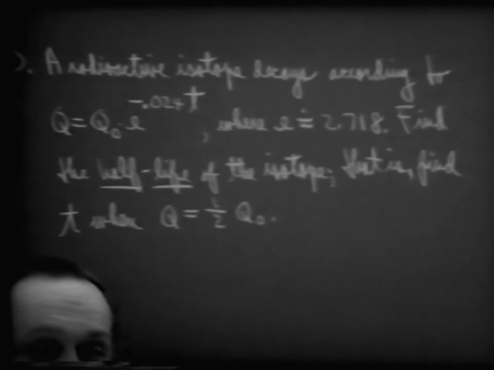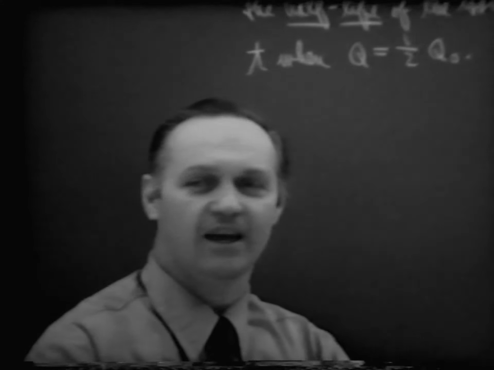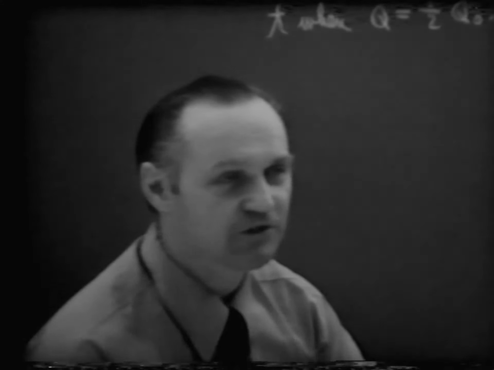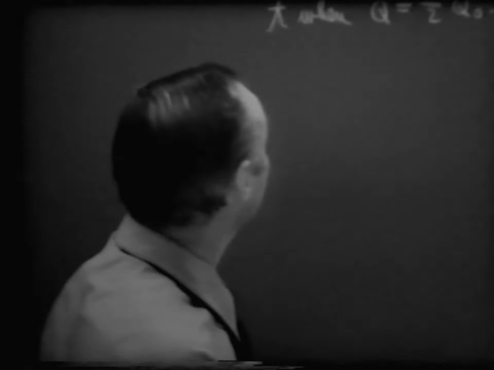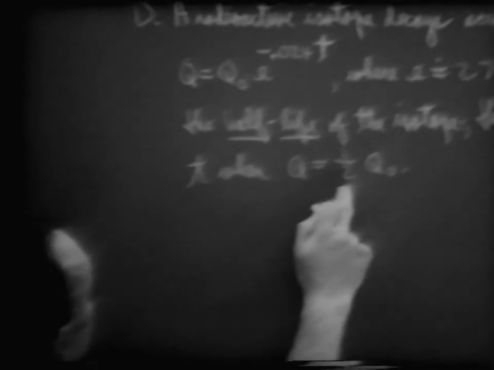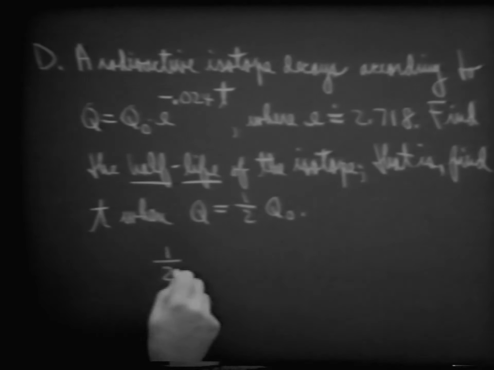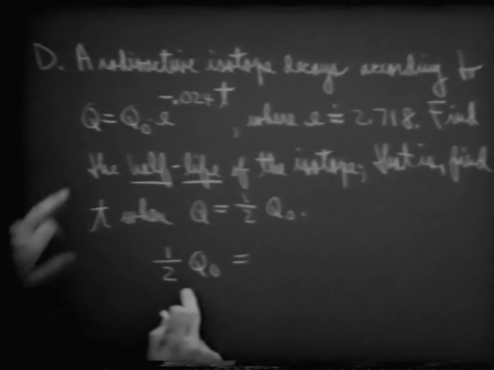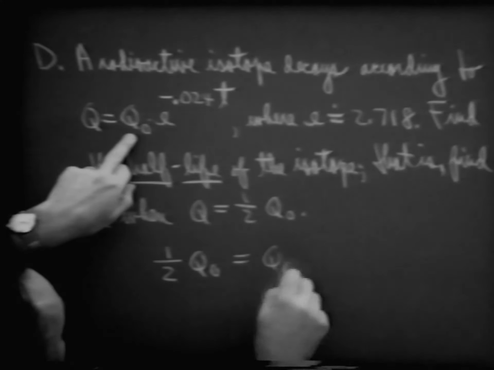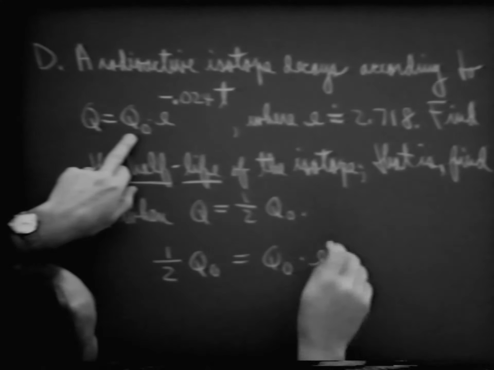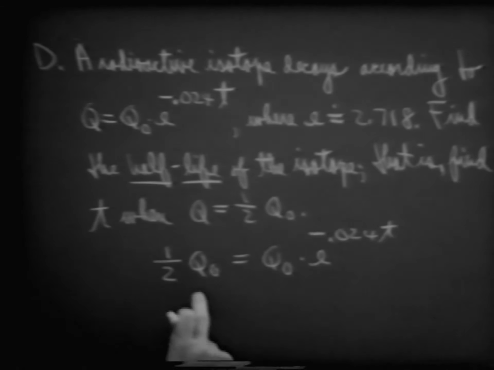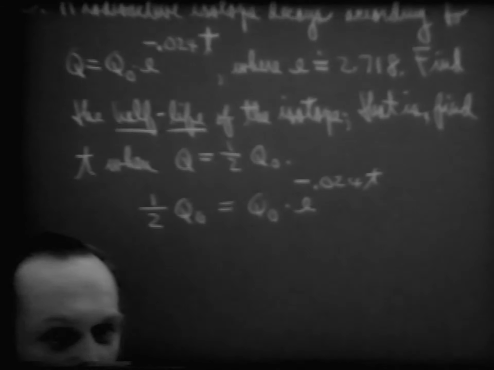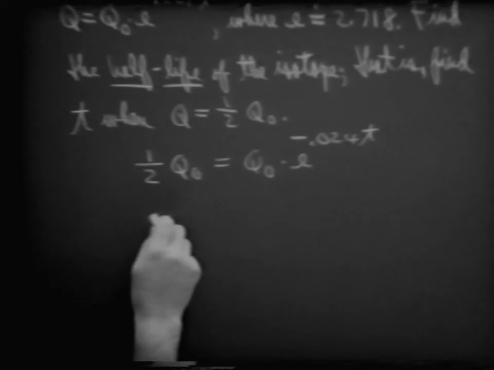That is, find t when Q is a half of Q sub 0. You start out with some amount of material. It's decaying at a constant rate. How many years will it be before it is half of what it originally was, is the question. Okay? Well, let's see now. Q is a half of Q sub 0, so a half of Q sub 0 is what we want to end up with. It then must be equal to Q sub 0 times e raised to the negative 0.04 t power. All right? Right here, let's divide both sides by what number? By Q sub 0.